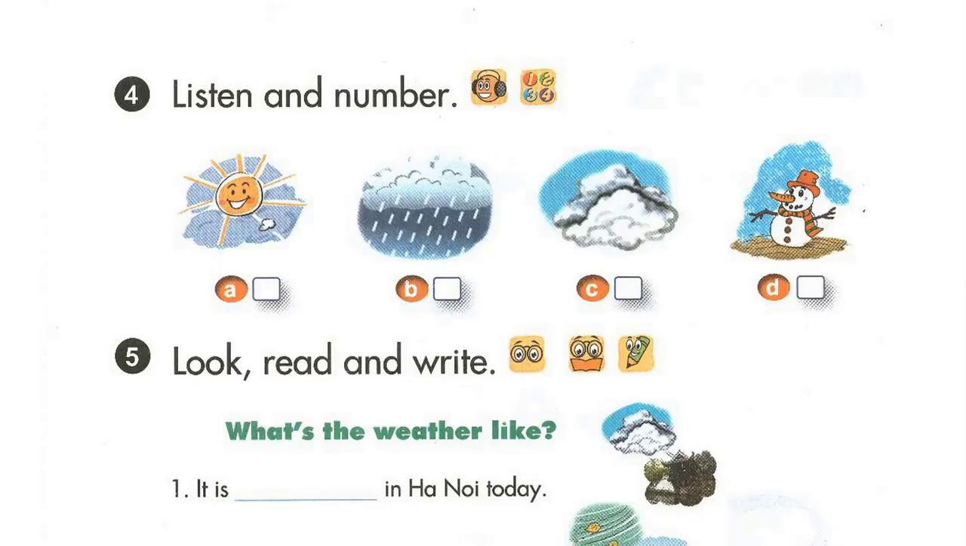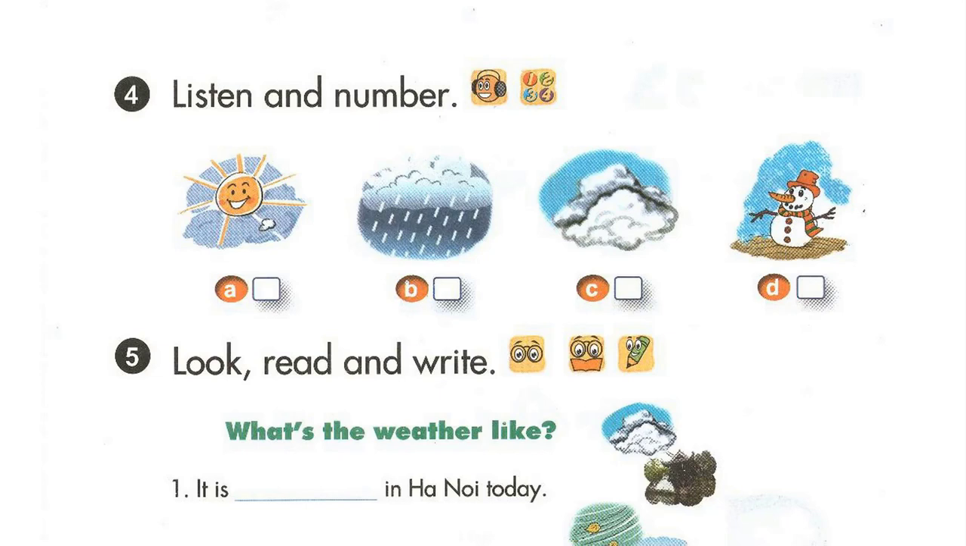Page 61. Lesson 2. Activity 4. Listen and number. 1. Let's play a game. Okay. Look at this picture. What's the weather like? It's rainy. Well done. 2. How about this picture? What's the weather like? It's sunny. Well done. Now it's your turn.